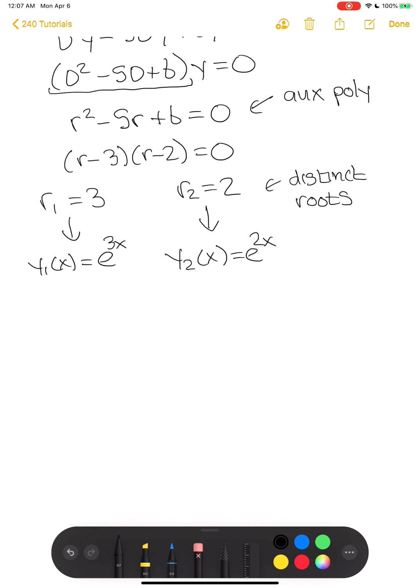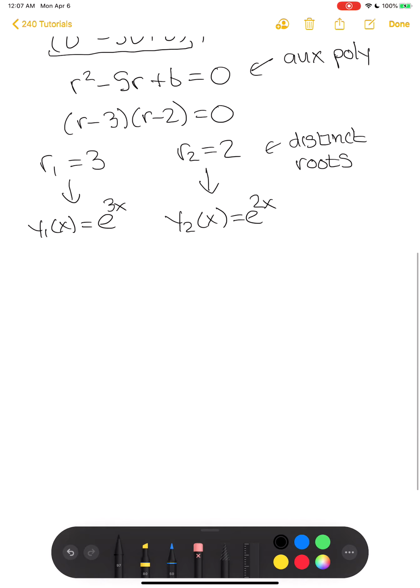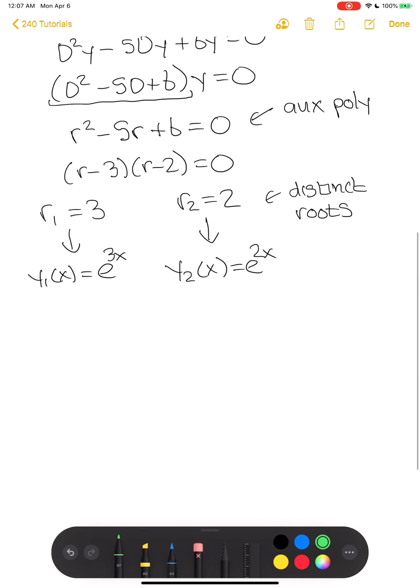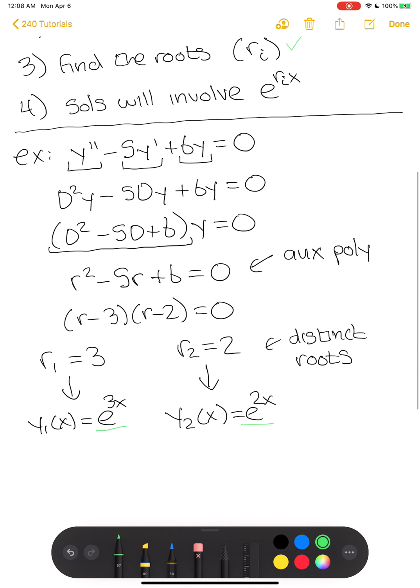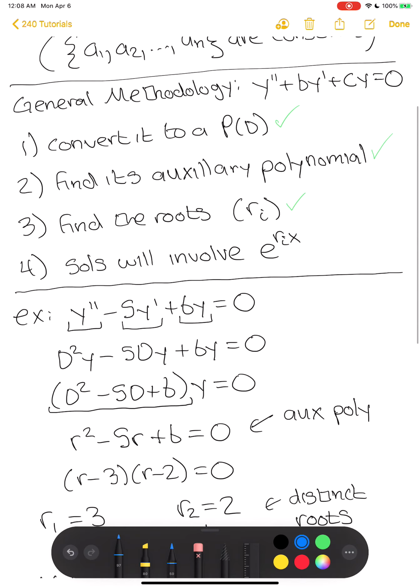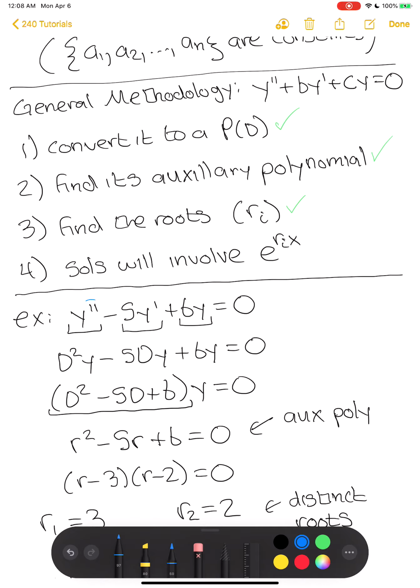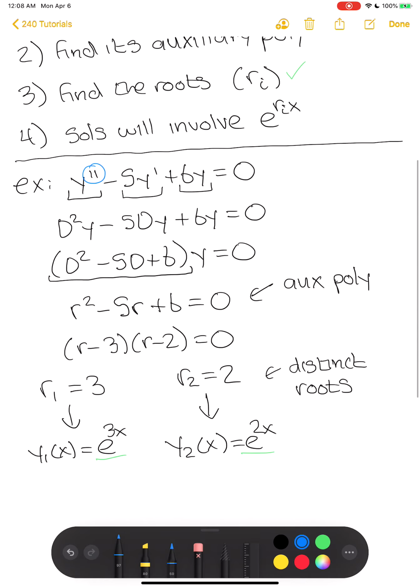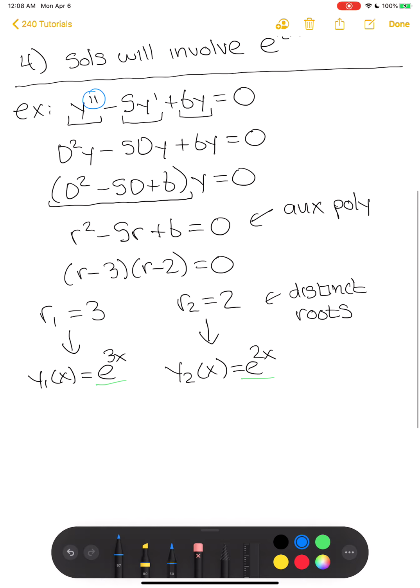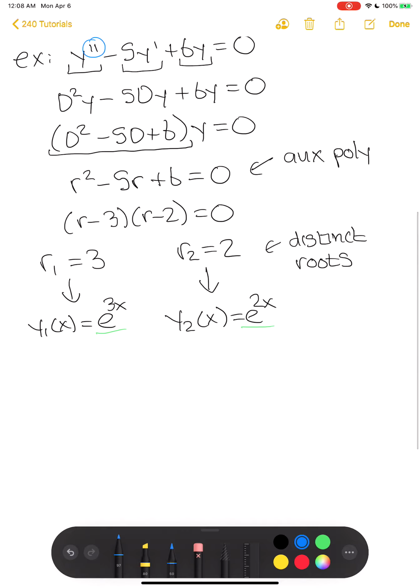You can show that these are linearly independent, but what you've done then is you have two solutions here. They're linearly independent, and then you had in the beginning a second order differential equation. So you're done. You found two linearly independent solutions to a second order differential equation. You have your solution space.